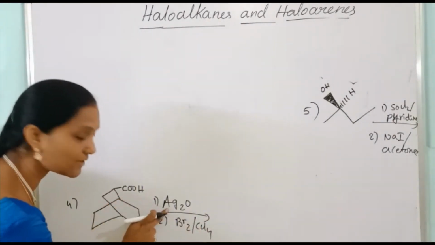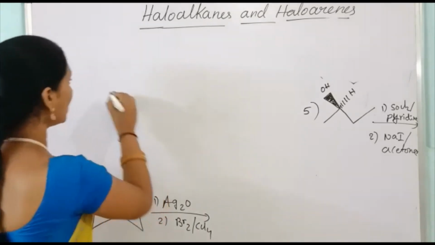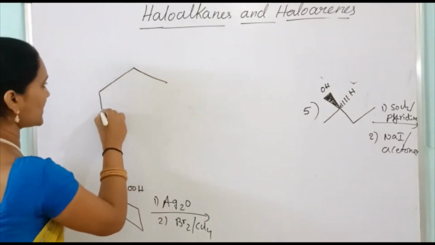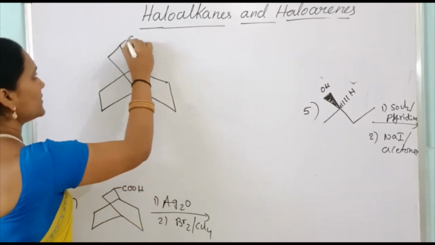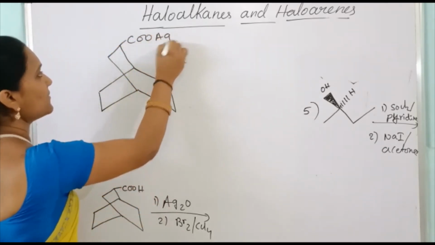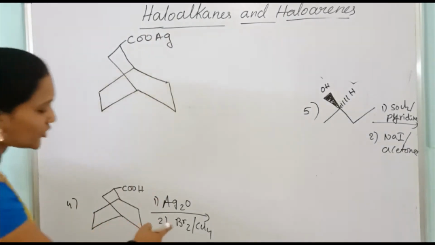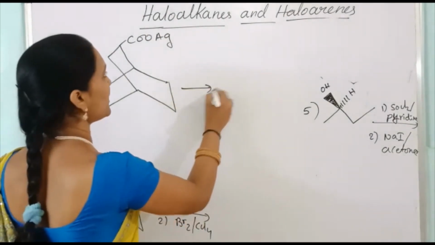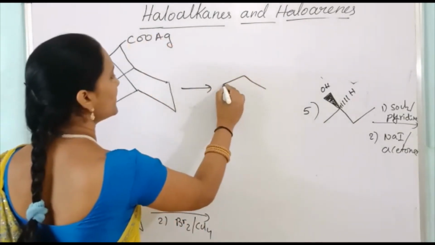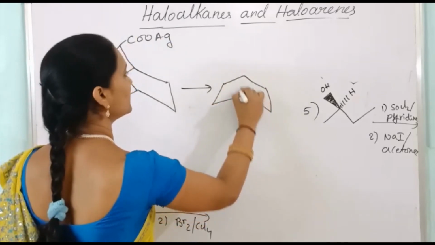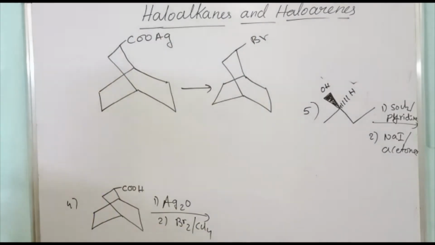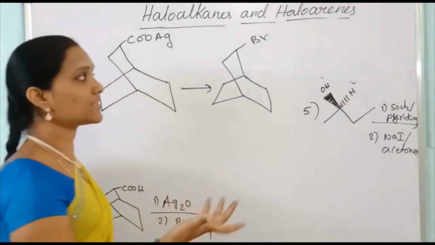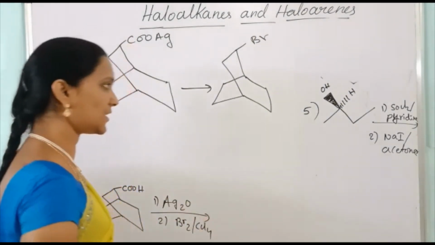Okay. And see this one. Carboxylic acid with silver oxide. Initially what do we get here? The remaining structure is given like that. This changes to the COOAg, the silver salt of the fatty acid. Then it is treated with bromine in the presence of CCl4. Remove this part, and it is replaced by bromine. That's it. The silver salt of a fatty acid gives the alkyl bromide, the Hunsdiecker reaction.